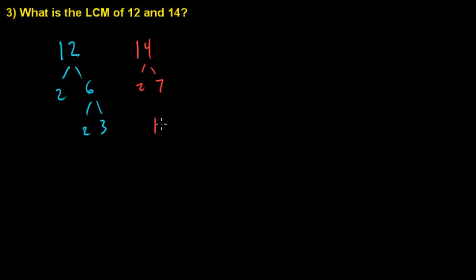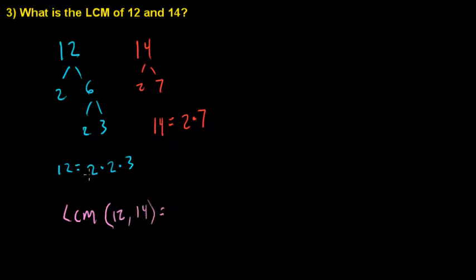Okay, so that means 14 is the same as 2 times 7, and 12 is equal to 2 times 2 times 3. Now, to find the LCM, this is just a little bit different. Everything has to be included in the equation. So the LCM for 12 and 14 is equal to, so I have to have at least two 2's and a 3 because of 12.